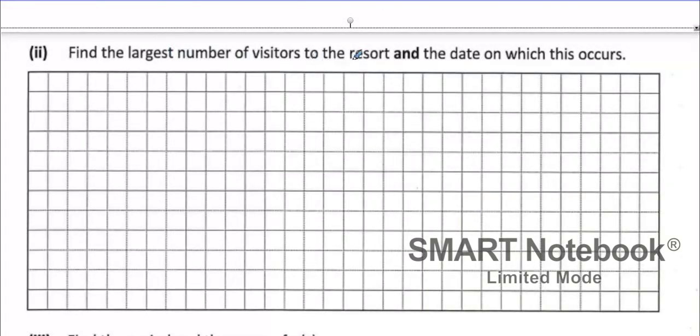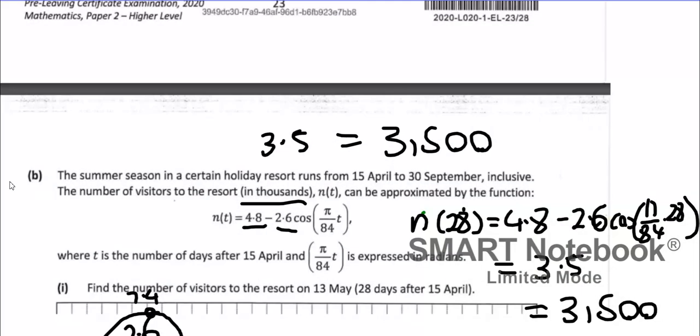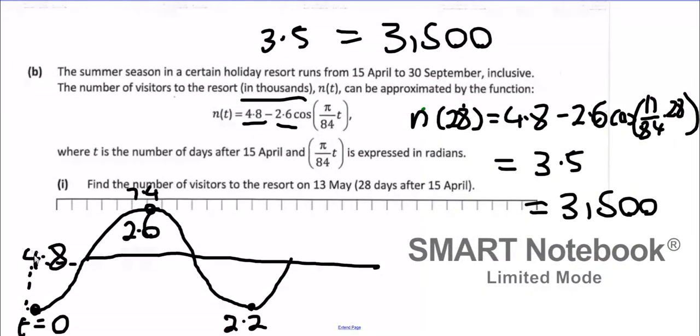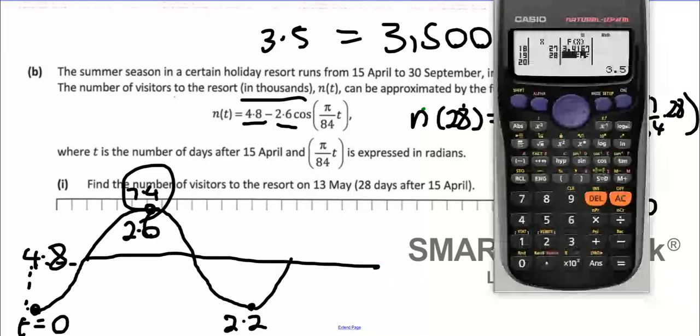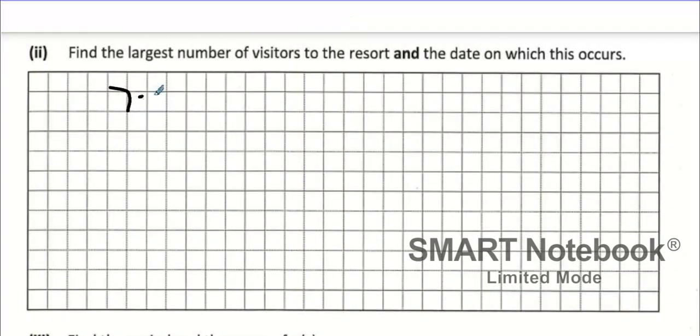Find the largest number of visitors to the resort and the date in which it occurred. Now, we have another problem, don't we? Okay. We know the largest, don't we? What's the largest? The largest is 7.4. Okay. So, largest is 7.4. And that occurs, so 7.4, which is 7,400. The date is the issue, okay?